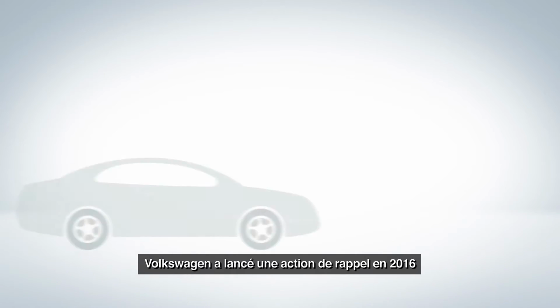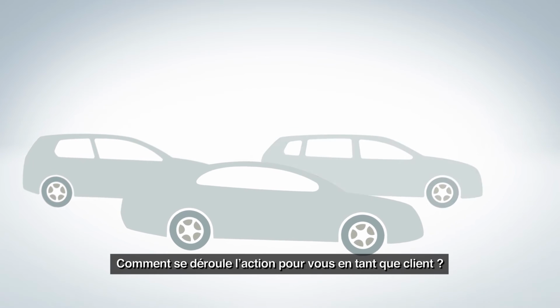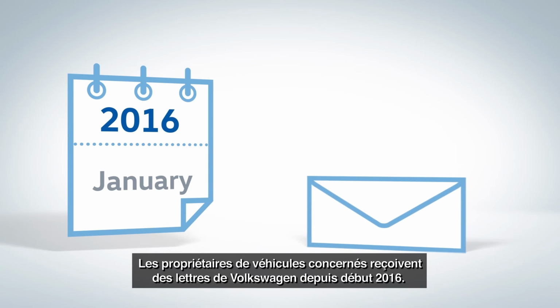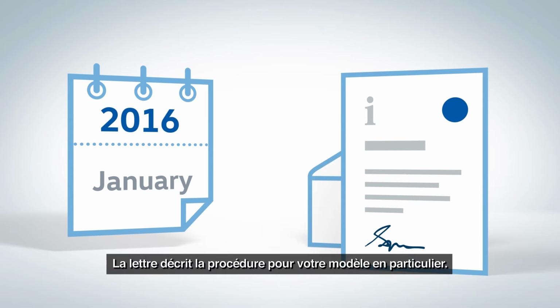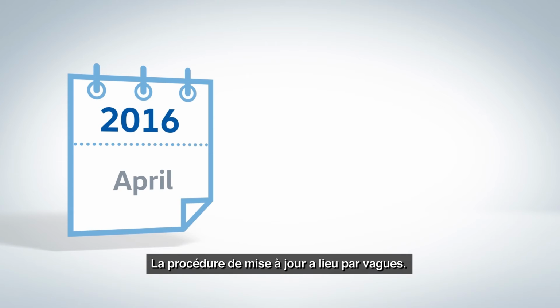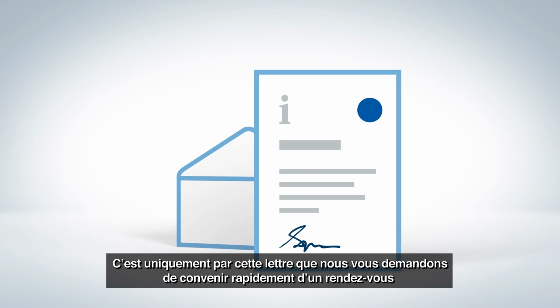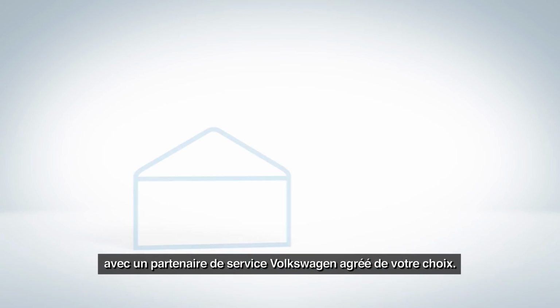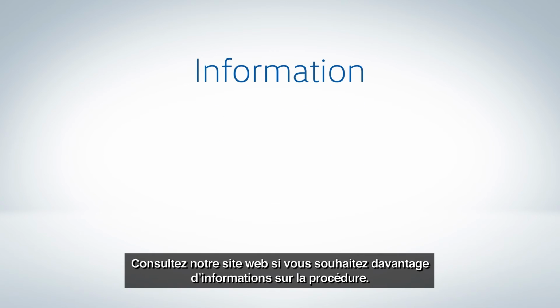Since 2016, Volkswagen has been refitting the vehicles that are affected by the diesel issue. How does the process work for you as our customers? Since the beginning of 2016, owners of the affected vehicles have been receiving letters from Volkswagen. We received your addresses from the responsible authorities. The letter describes the process for your specific vehicle model. The refitting process is taking place successively, and all owners have received a second letter throughout the year. Only with this letter, we ask you in good time to arrange an appointment with an authorized Volkswagen business partner of your choice. If you wish to be informed about the further process, meanwhile, please visit our website.